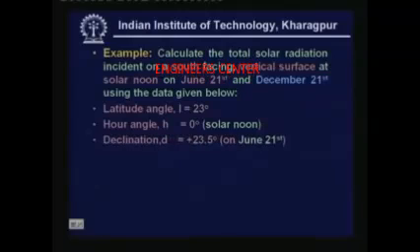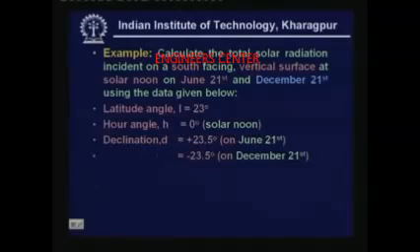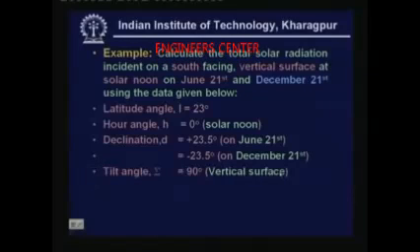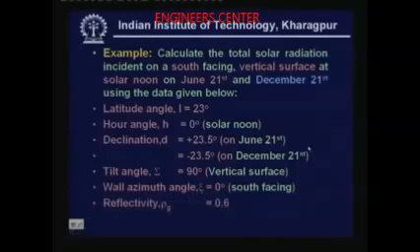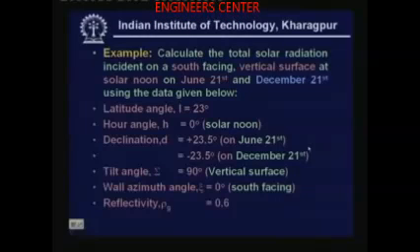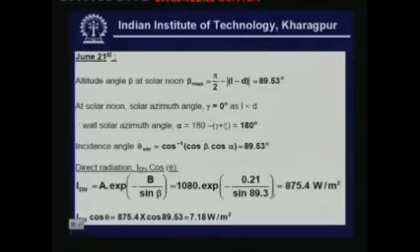And the declination is plus 23.5 degrees on June 21st and minus 23.5 degrees on December 21st. And the tilt angle here is 90 degrees because it is a vertical surface. And the wall azimuth angle zeta is 0 degrees because the wall is south facing. And finally, it is given that the reflectivity of the ground is 0.6. So, this is the information given and based on this we will have to calculate the total solar radiation.